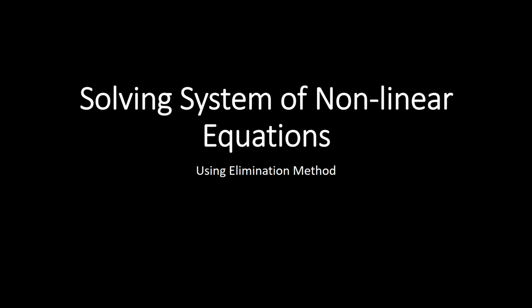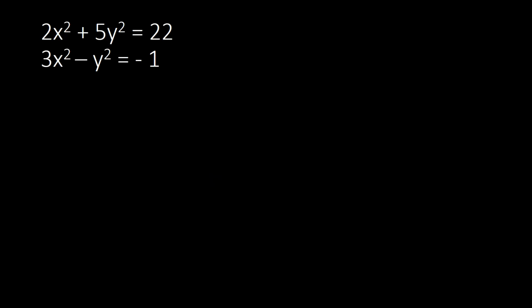This time we're going to talk about solving system of nonlinear equations using elimination method. 2x squared plus 5y squared is equal to 22. 3x squared minus y squared is equal to negative 1.